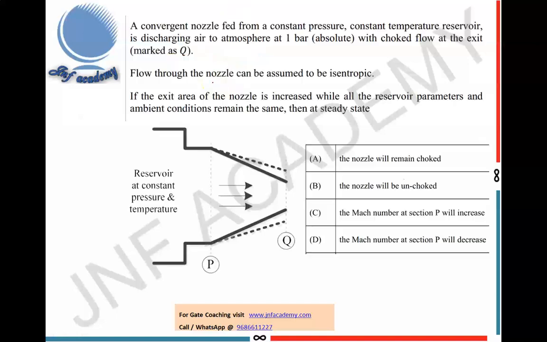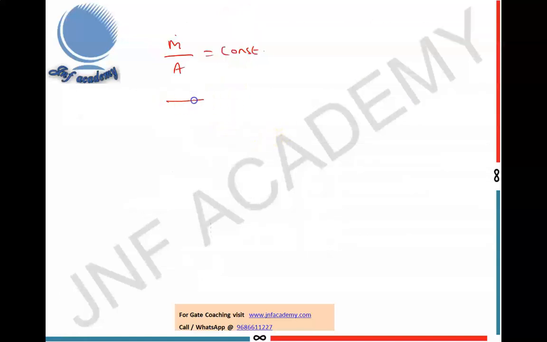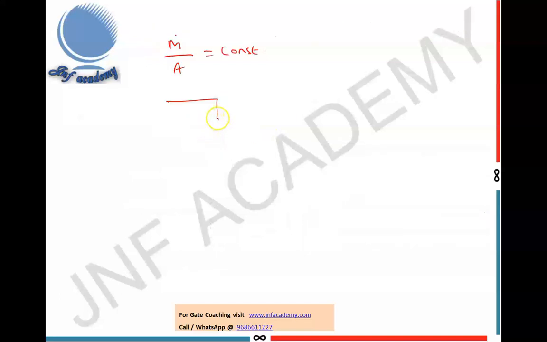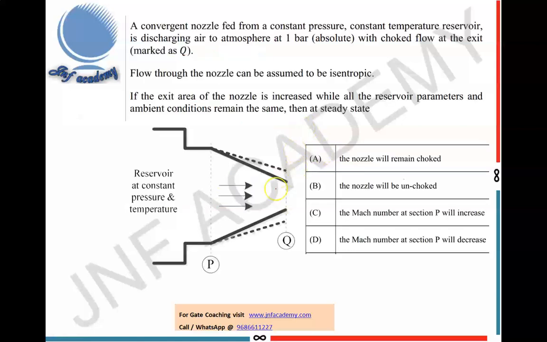For that, I will explain this concept slightly so that it will be easy for you to understand. If this is the, like this, and it's a converging duct like this, right? Sorry, I did not draw properly. That's okay. Or we can go to the here.